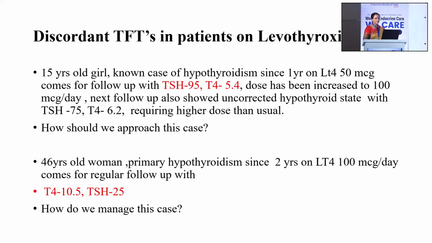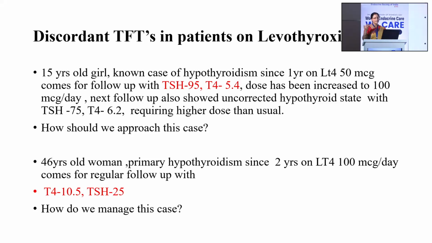Okay, and again this is a common scenario, discordant TFTs on levothyroxine. See, hypothyroid patients on levothyroxine come for follow-ups. This is one such case scenario: a 15-year-old girl, known case of hypothyroidism since 1 year, on levothyroxine 50 micrograms. In the follow-up, TSH is high and T4 is low, that is, uncorrected.